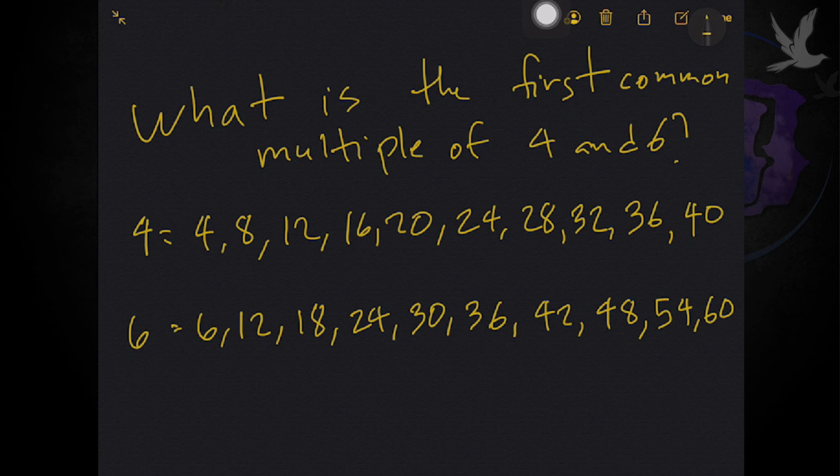Just kidding. Okay, anyway. So, what is the first common multiple of 4 and 6? Let's start: 4, 6, 8, 12. So, if you notice, the first number that would cross is 12. Okay? So, for that question, we can say that the first common multiple of 4 and 6 is 12.